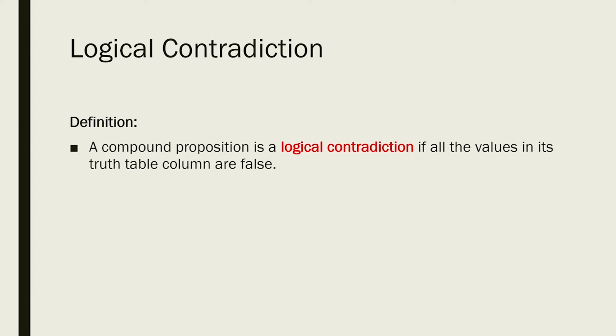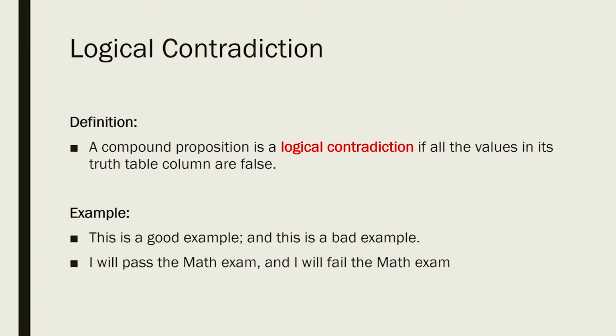Next, we have logical contradiction. A compound proposition is a logical contradiction if all the values in its truth table column are false. Basically, a logical contradiction is a statement that is always false. Example, this is a good example and this is a bad example. It cannot be at the same time a good example and a bad example, so if it's a good example, then it's not a bad example, so this is false, and if it's a bad example, it's not a good example, so this is false.